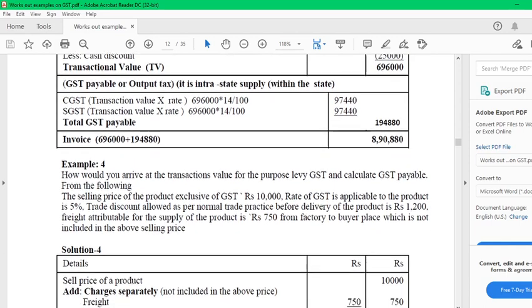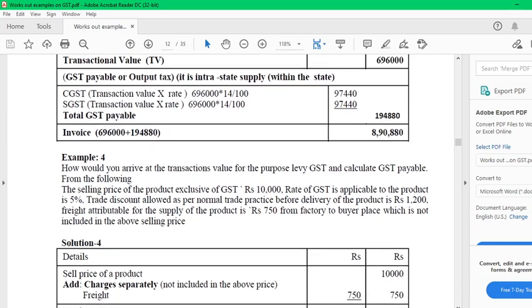Similarly, how do you arrive at the transaction value for the purpose of levying GST and calculate GST payable from the following transactions? The selling price of the product, exclusive of GST. Very important: whether inclusive or exclusive should be underlined. It should always be exclusive. If it is inclusive, convert it into exclusive. Okay, 10,000. Rate of GST applicable is 5%.